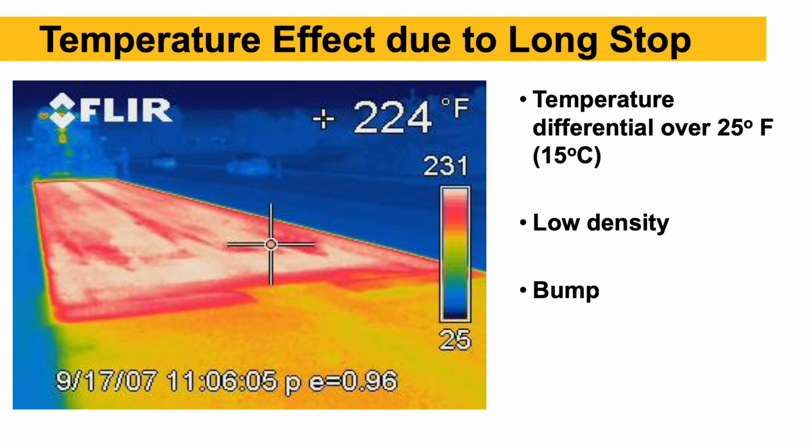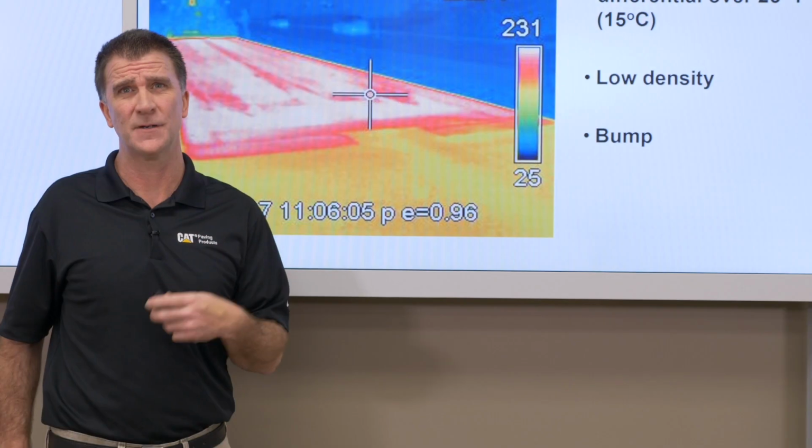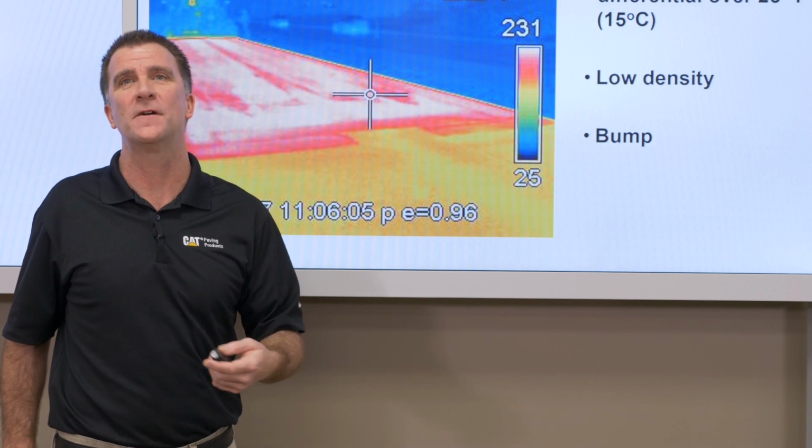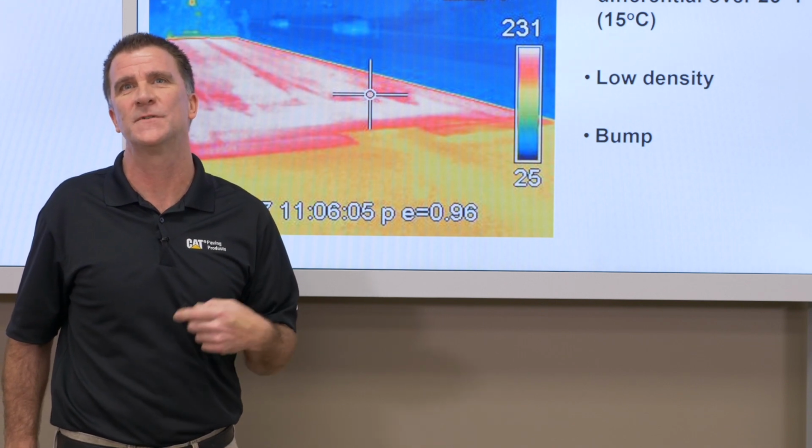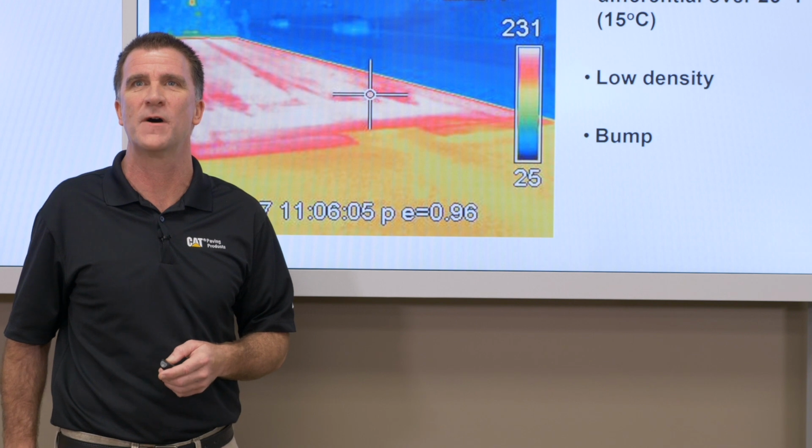So again, if we have a long paver stop during our mix delivery because of something like a spill, or just a long waiting period because we got rid of a whole bunch of trucks and now we're waiting for trucks to come back, you can see, again, the big temperature differential here. It's going to be a difference in density once we get going again because of the temperature difference, colder mix behind the paver or where the screed was sitting, and the hotter mix once we get started up. So we're going to have lower density, probably going to have a bump there.